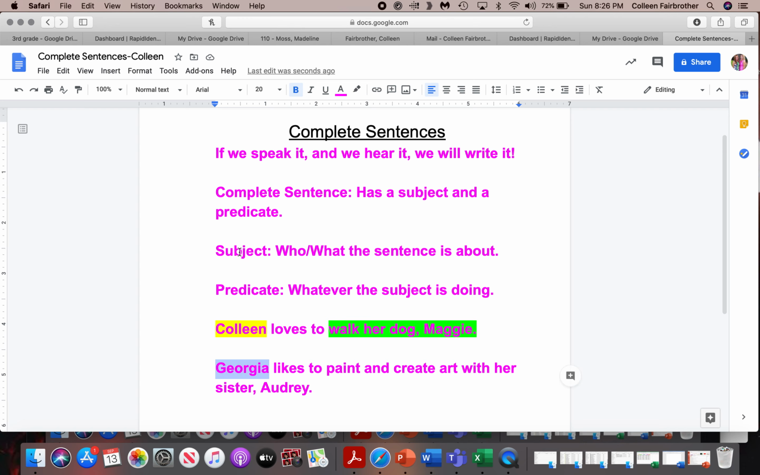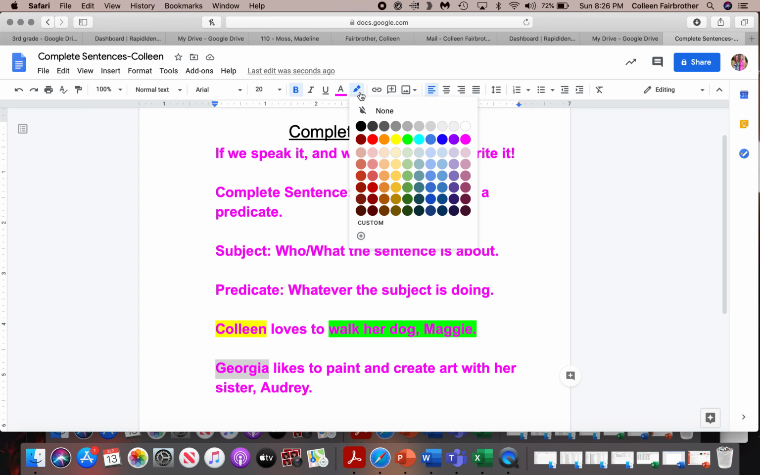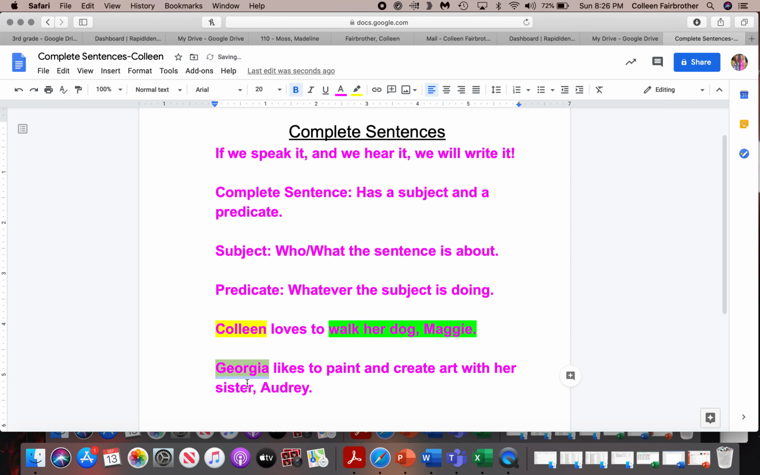Yes, I agree. Georgia is the subject of our sentence because she is the main person that we were talking about in our sentence. Because when we think about it, the action, Georgia likes to paint and create art. What is Georgia actually doing? Yes, I agree. She is painting and creating art with her sister Audrey. Now, if you wanted to, this could be the predicate. You could go ahead and highlight the entire part.